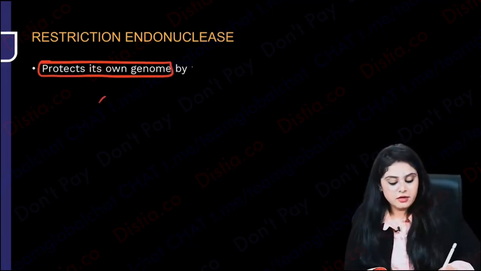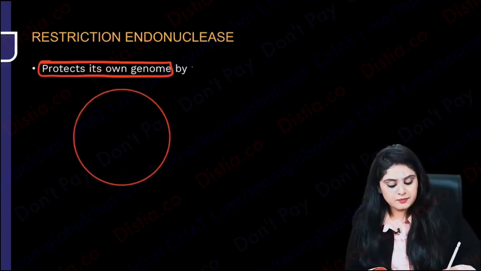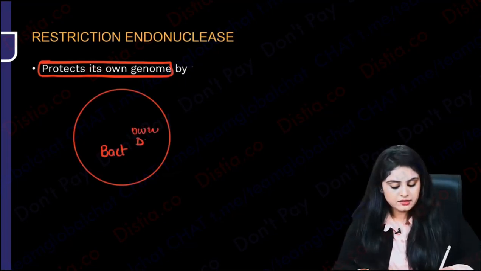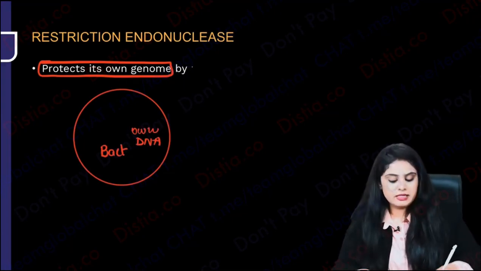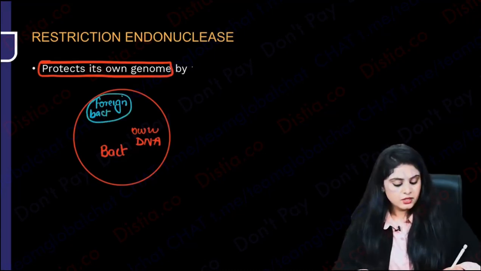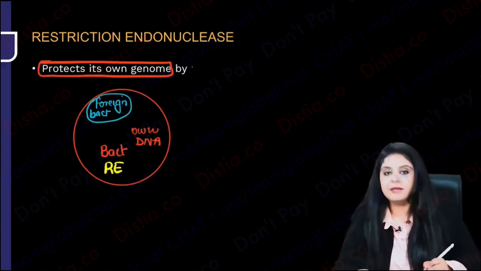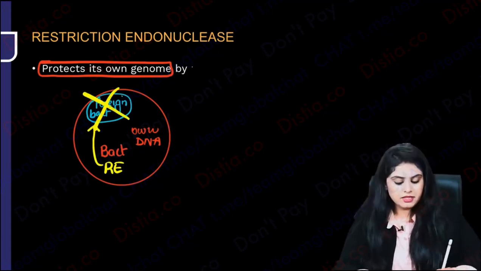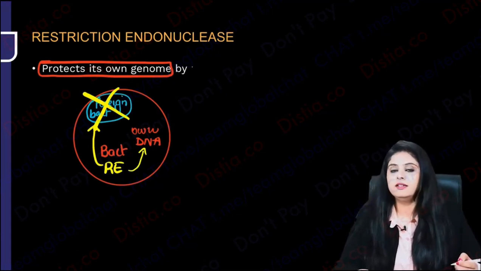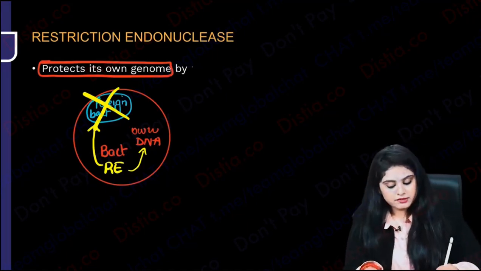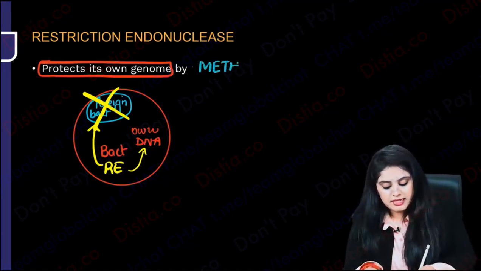I'll tell you something. See, for example, if this is a bacteria, this is its own DNA, and unfortunately some foreign bacteria has also entered into it, so this is the foreign DNA. You will say, fine ma'am, I have a restriction enzyme. Will the restriction enzyme go and kill the foreign bacteria? Of course it will kill it, but will it go and kill the self DNA? No. It will go and say, Arey, this is my own DNA. I don't have to kill it. How did you get to know? Because there is a process known as methylation.